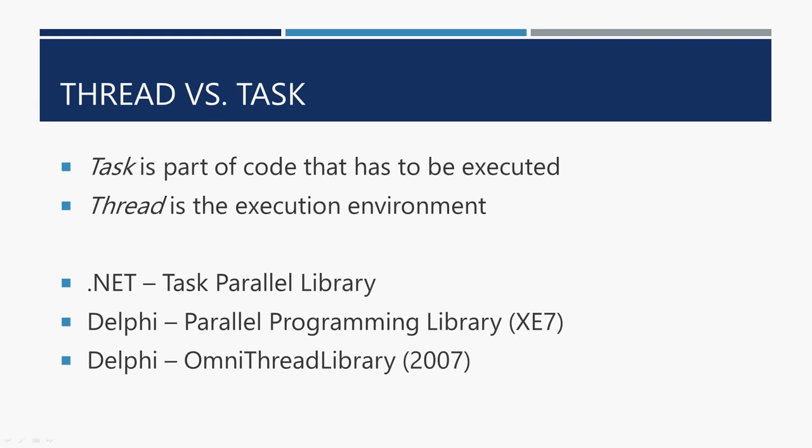We are effectively telling the runtime library, I want you to do so and so, and in parallel, and we don't care how that is achieved. This focus shift happened in the .NET world with the Task Parallel Library, while in Delphi the first concept of tasks was introduced, I think, by the OmniThreadLibrary in Delphi 2007 and with the Parallel Programming Library in XE7.